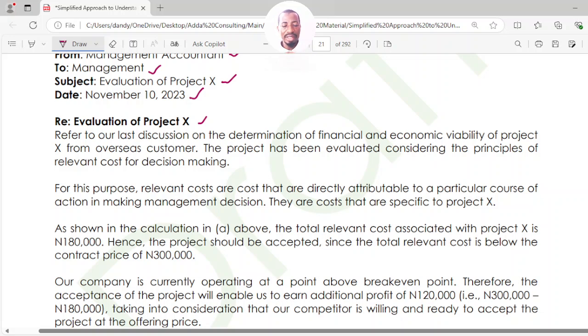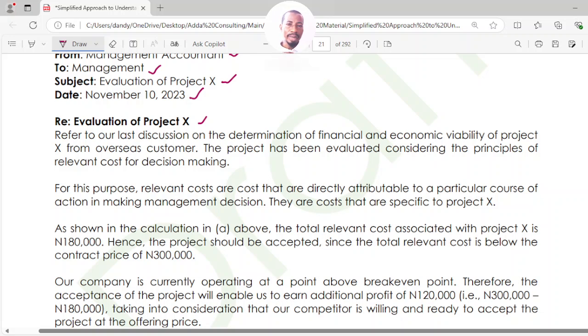The third paragraph says that, as shown in the calculation in A above, our calculation shows 180,000 naira relevant cost that will be incurred. So the total relevant cost associated with Project X is 180,000 naira. Hence, the project should be accepted since the total relevant cost is below the contract price of 300,000 naira.